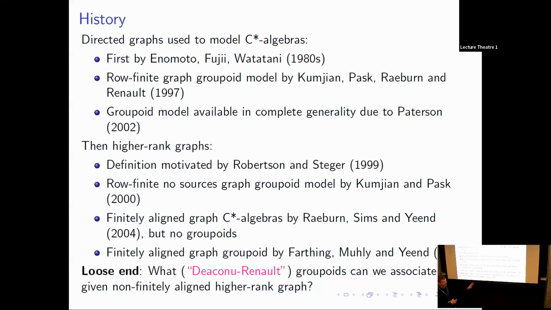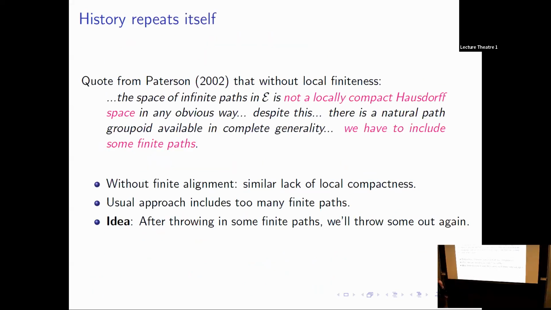And I put Deaconu and Renault groupoid in quotation marks here, because of course in the non-finitely aligned setting, as we heard from Jack the other day, we do have an approach to associating a groupoid and C-star algebras to non-finitely aligned higher rank graphs, since any higher rank graph is going to be a left cancellative small category. But we're interested to see what we can do in the specific setting of higher rank graphs, trying to push the Deaconu and Renault style groupoid that has been throughout the literature before. So that's kind of the challenge today that I want to look at.